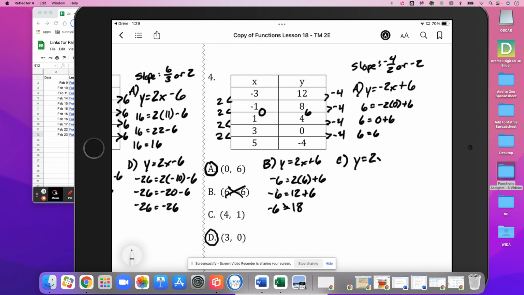Testing C, y equals 2x plus 6. 1 equals 2 times 4 plus 6. Doesn't look like this one's going to work out either. 1 equals 8 plus 6. 1 equals 14. That is not true. So C is also not one that would satisfy the function. I'll pause here before moving on.